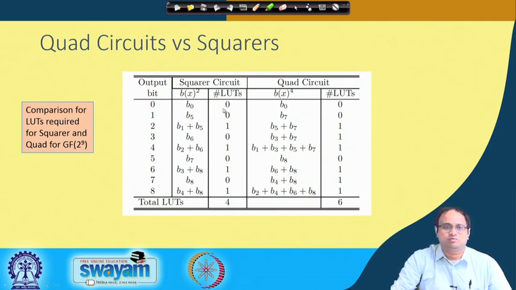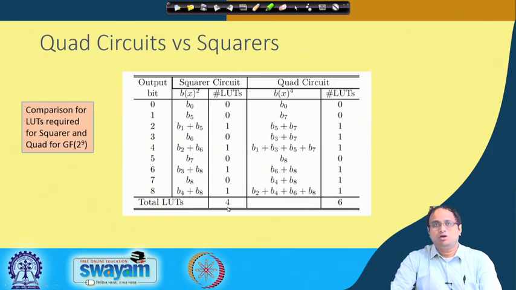So, there is no lookup table requirement, but if you have B1 plus B5, then you have 1 lookup table requirement. Likewise, for B6 there is no lookup table requirement. For B2 plus B6 you have 1 lookup table requirement. Like this you have 4 lookup tables which are being used.